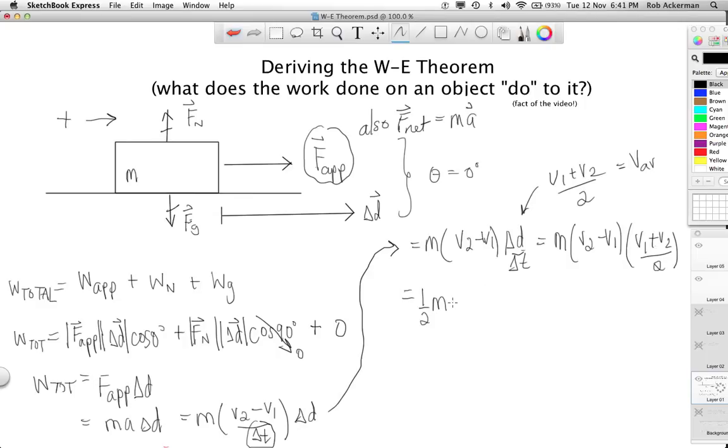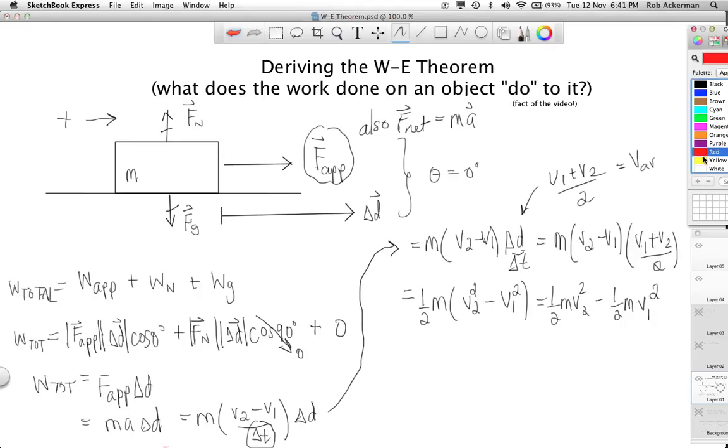so that we end up with a 1/2 times mass. And now look at this. This is V2 minus V1. This is V1 plus V2. I'm going to let you multiply those out to see that you get V2 squared minus V1 squared. You just expand those brackets. And now what I'm going to do is, you distribute those. Now I'm going to expand this bracket here. So 1/2 m V2 squared minus 1/2 m V1 squared is where I end up.